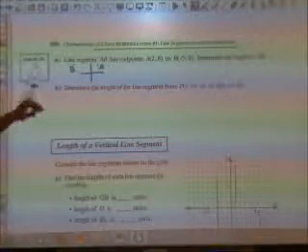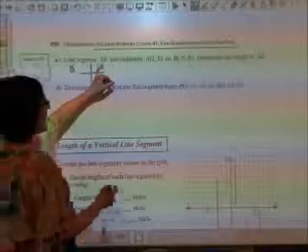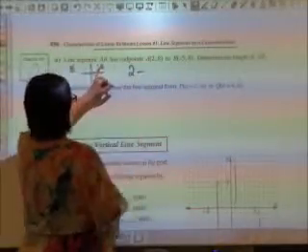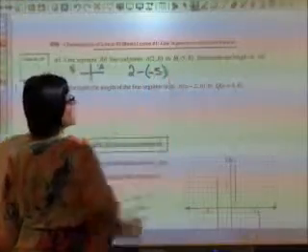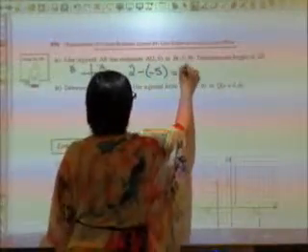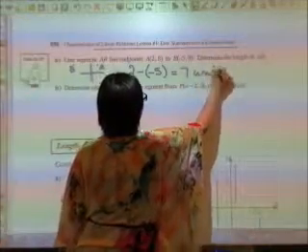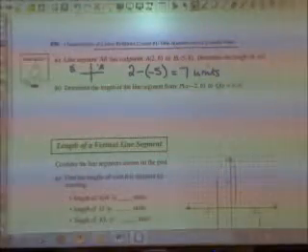So how do I want to subtract these? I want to start with the right one, which is A, minus the left one, which would be B. So 2 minus -5 equals 7. So the length of AB would be 7 units.